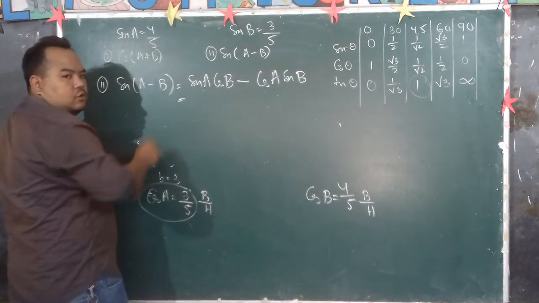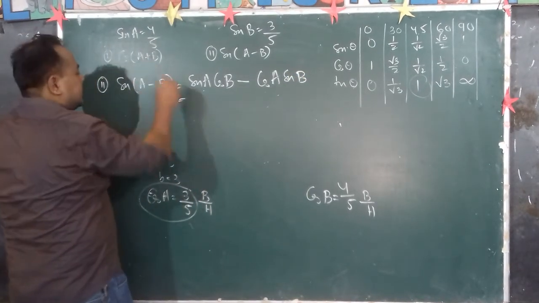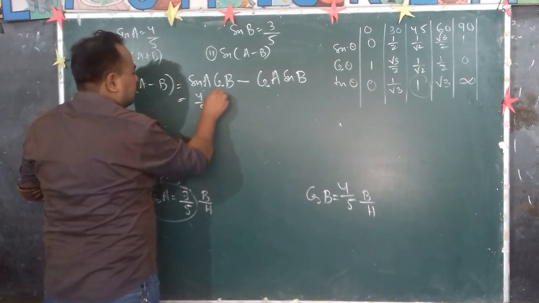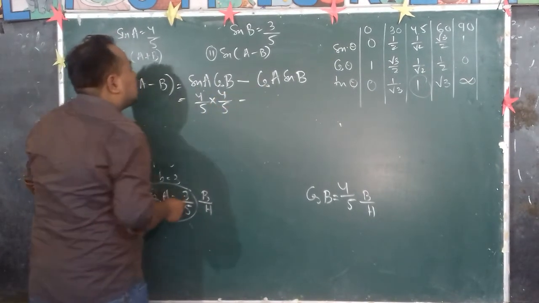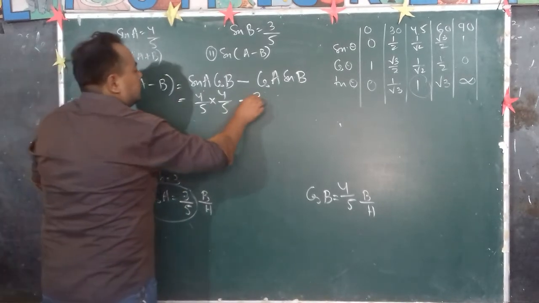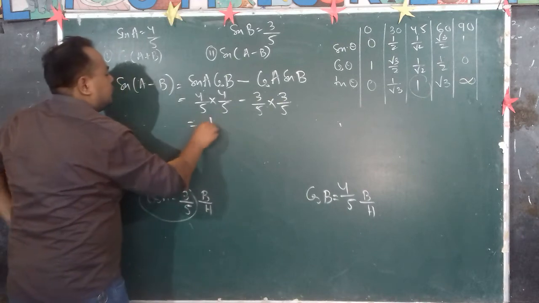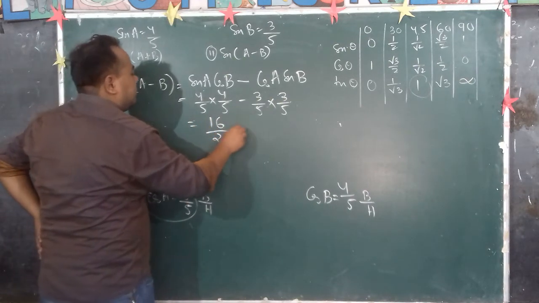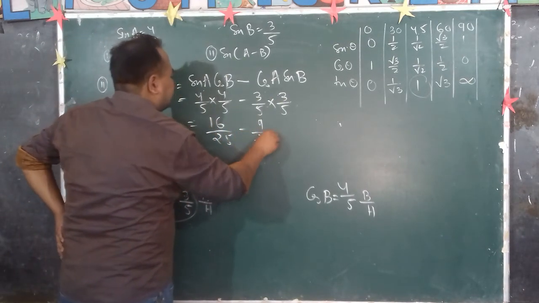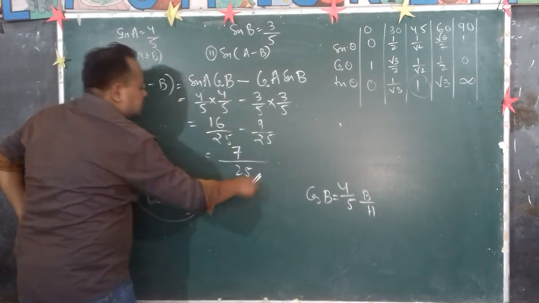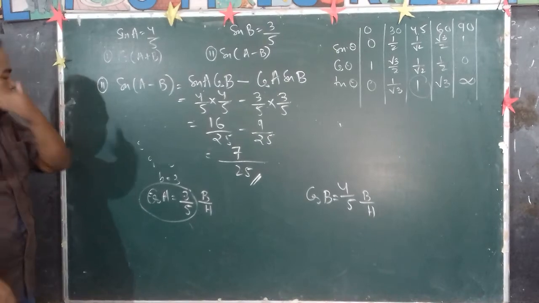So put the value. What is sin A? Sin A is 4/5. What is cos B? 4/5, minus cos A, from here 3/5, and what is sin B? 3/5. So 4 fours are 16 divided by 25, minus 9/25. So what is the LCM? It is 25. 16 minus 9 is 7. So the answer to the second one is 7/25.